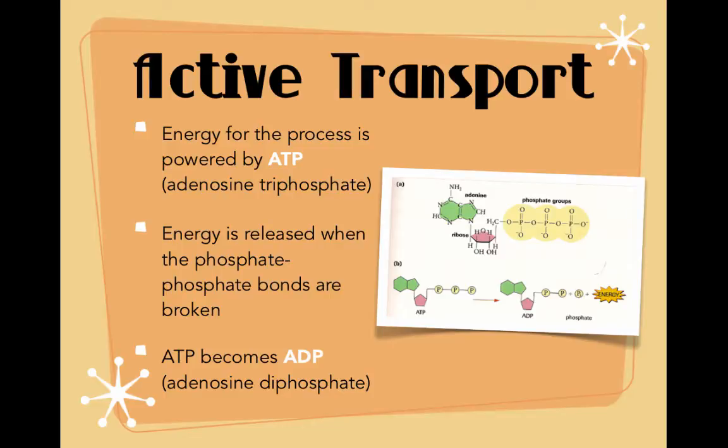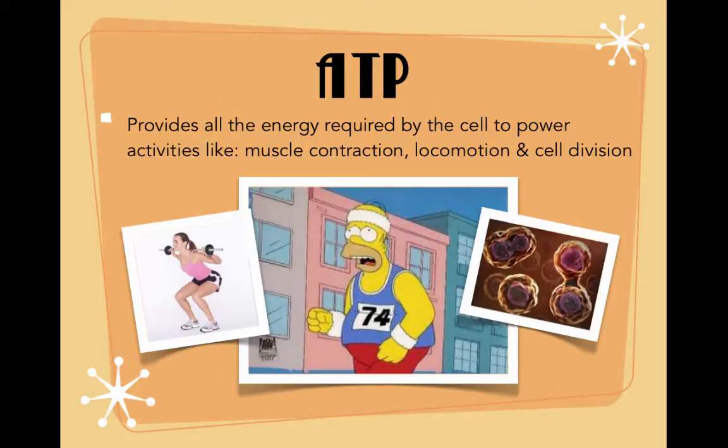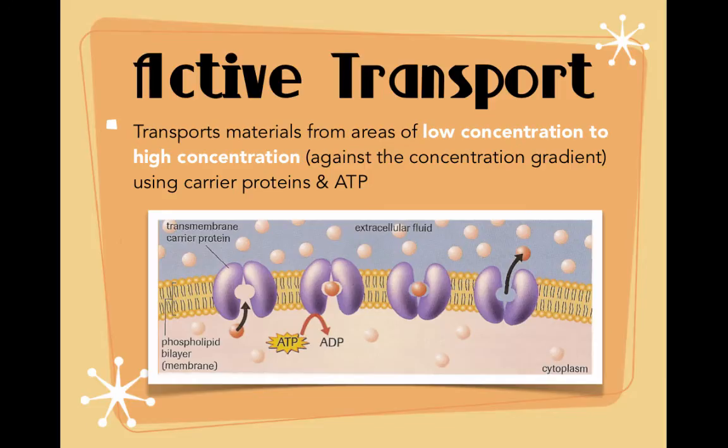Energy for the process is powered by ATP, which stands for adenosine triphosphate. Energy is released when the phosphate bonds are broken, and ATP becomes ADP, which is adenosine diphosphate. You can see that in the image where it goes from ATP to ADP. ATP provides all the energy that's required by the cell to power activities like muscle contraction, locomotion, and cell division.